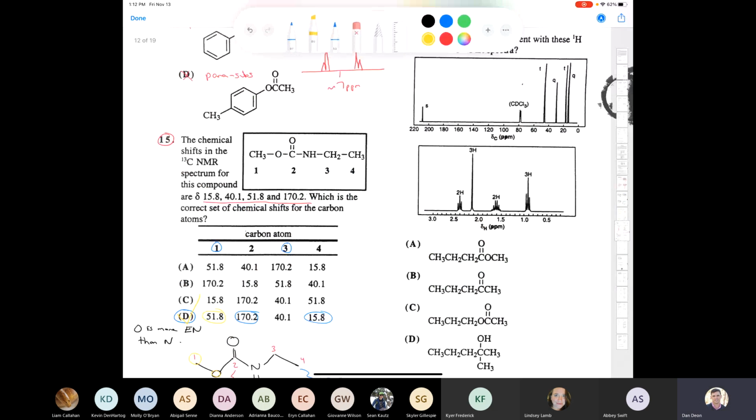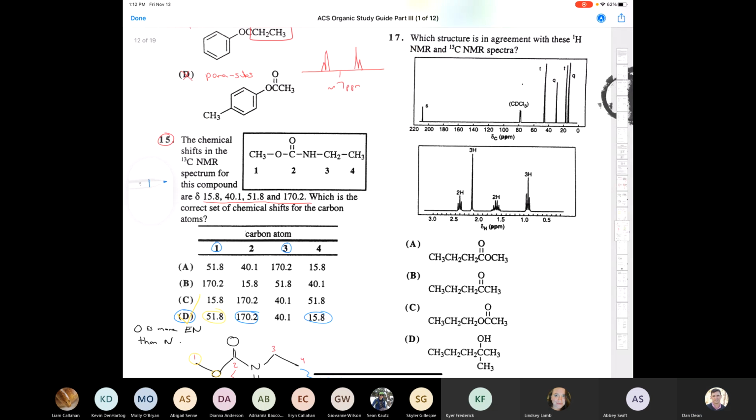This is a good one because it's a combined spectroscopy problem, much like many of the problems that you'll see in the dry lab. Which structure is in agreement with these proton NMR and carbon-13 NMR spectra? Remember, when you see the Q, that means we have a CH3. When you see a T, that means it's a CH2. We have another CH3, another CH2, and then we have a singlet up here. So that means that this is a carbon that has no hydrogens attached.